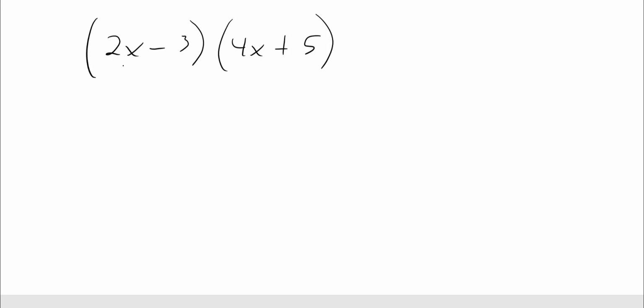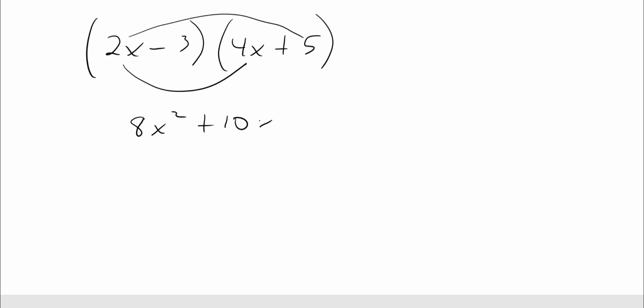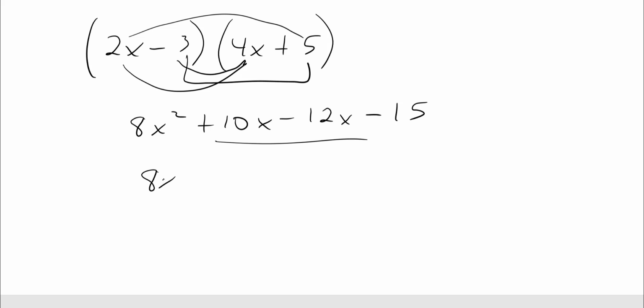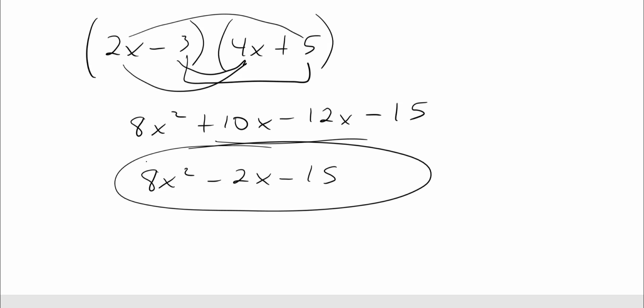So again, FOIL first. So 2x times 4x is 8x squared. Don't forget the squared. First outer, 2x times 5 is plus 10x. Inner, negative 3 times 4x is minus 12x. And last is negative 3 times negative 5, which is negative 15. Okay, and then you just combine like terms. So here are like terms. So you get 8x squared, 10 minus 12 is negative 2x minus 15, and that's your answer. Okay, that's not bad, right? So that's FOIL, pretty easy.